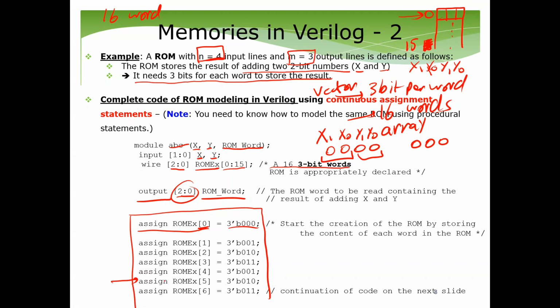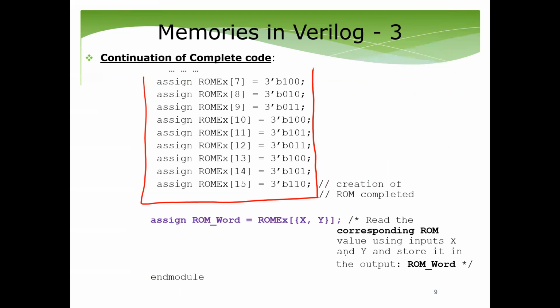Take this line, for example, which is assign rom example of 5. 5 is 0101, and this is x1, x0, y1, y0. So this is 1 plus 1. This should give me 010. So check that what you are assigning is 010. And so on. You're going to continue using these assign statements up until you reach the final element.